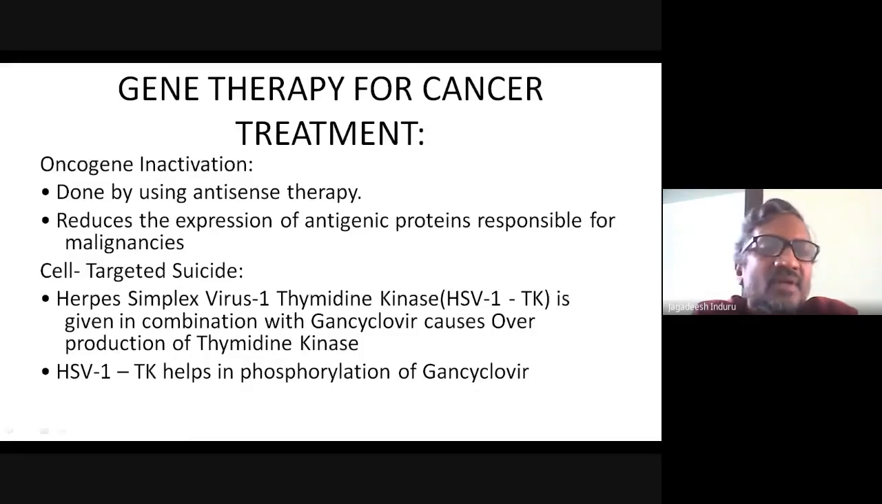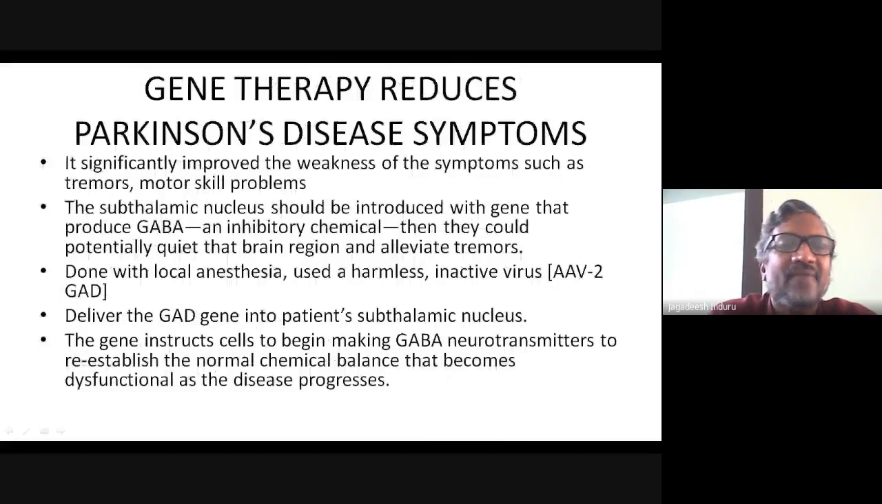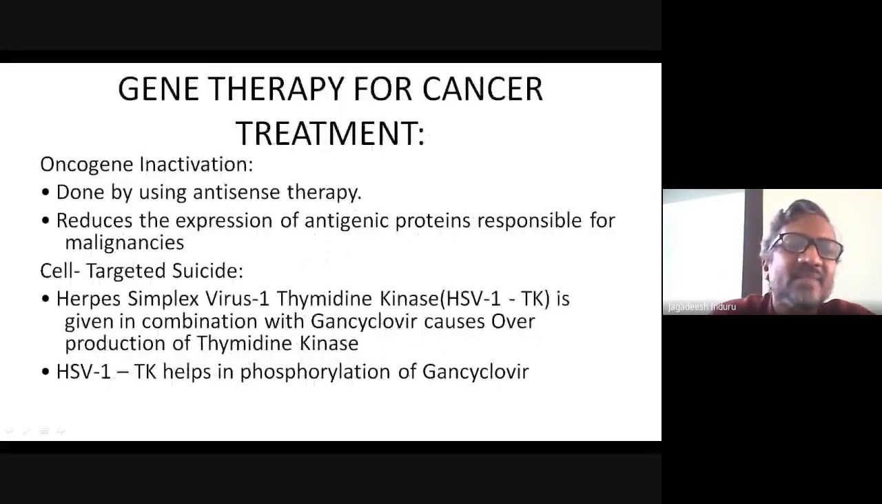This is one approach. The next is cell targeted suicide. In this case, herpes simplex virus 1 thymidine kinase is given in combination with ganciclovir. Ganciclovir is a chemical compound, a drug moiety, not a protein. The HSV thymidine kinase helps in the phosphorylation of the ganciclovir, which has an effect in the cell targeted suicide. It will cause the death of that particular cell, and the cancer cell is specifically killed by this.